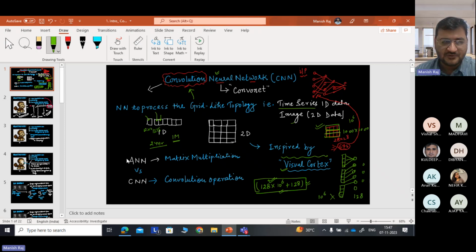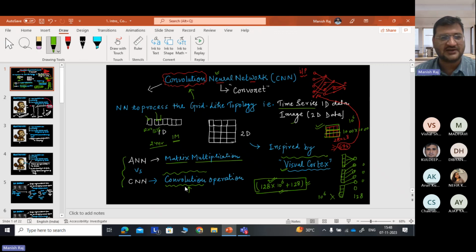But before that, you can see only one term is different. That is, in the ANN, the artificial neural network, we are going for matrix multiplications every time. You have seen already in the last lecture, most of the time we are going for matrix multiplications. But here one operation will be changed. That is not the matrix multiplication. You will use the convolution.